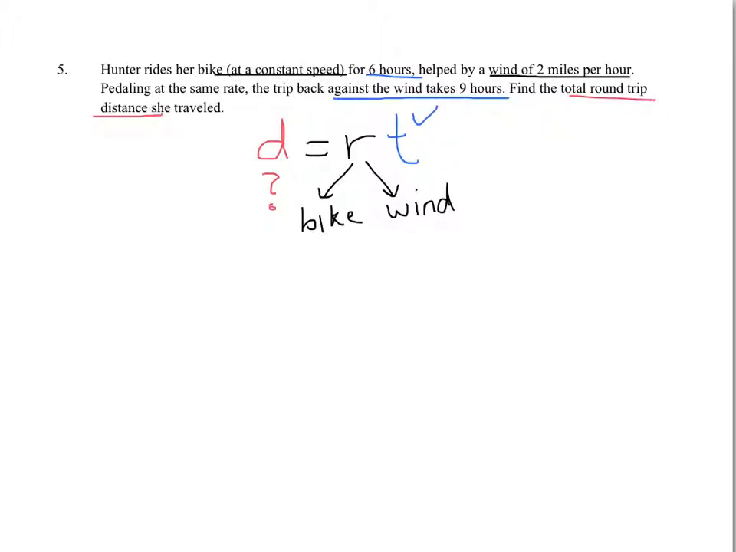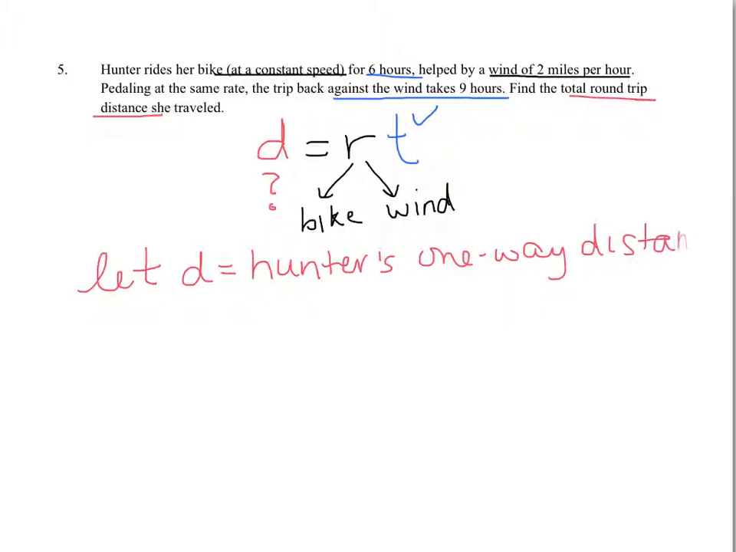So what are the variables in this situation? What is it that we're trying to find? We already established that we don't know distance. So we'll say let D equal Hunter's one-way distance. Okay, so it's the distance going only in one direction. It's not her round-trip distance.